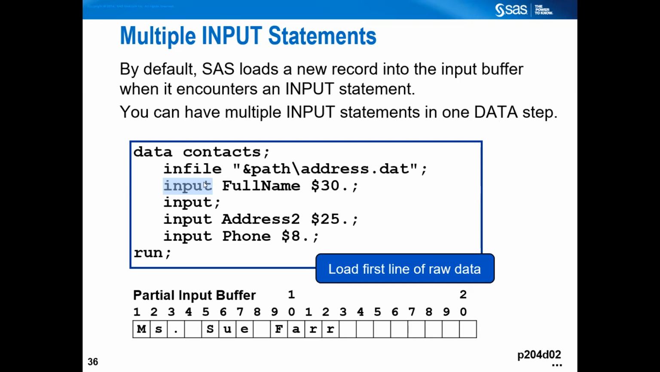So the first input will read your first record. With the second input, it will load your input buffer with your second record, but because there is a null input statement, what do you mean by null? That means you do not have any instructions with input, so that raw record will not be loaded into your PDB. Got it? Understood? So this is what happens.